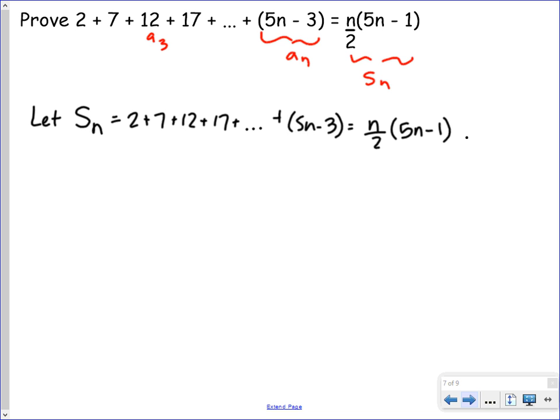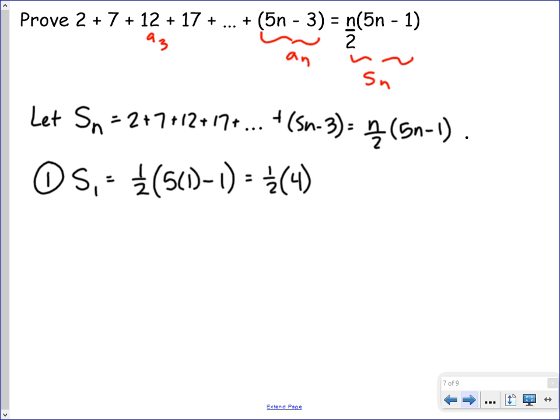This one doesn't say for n greater than or equal to 1, so since it doesn't say, we'll just assume we start at the first one. Okay. So I'm going to do my base step. S sub 1 should equal, and we're going to plug into the series formula, so I'm going to replace all the n's with 1s. 1 over 2 times 5 times 1 minus 1, which is 1 over 2 times 4, which is 2. So we're saying the sum of the first term is 2.